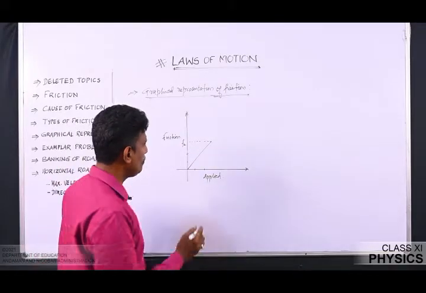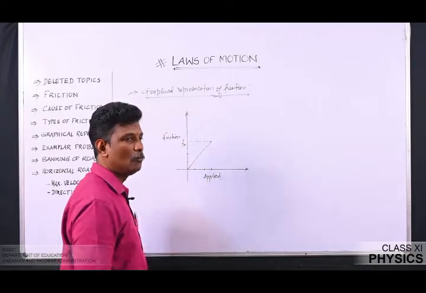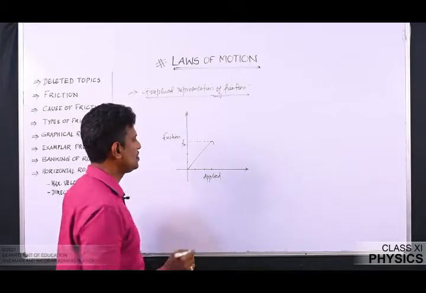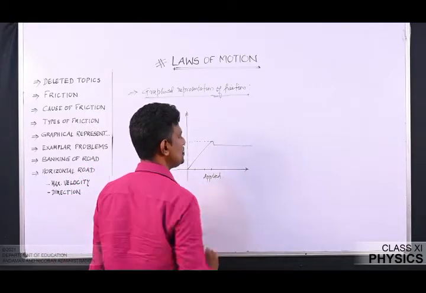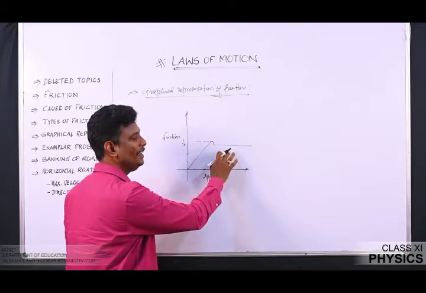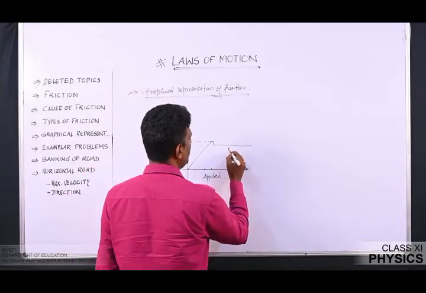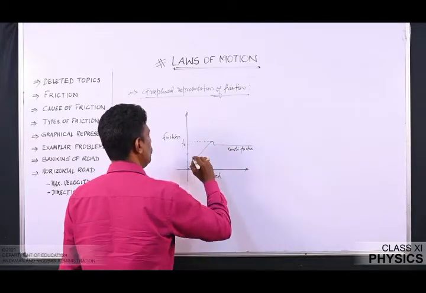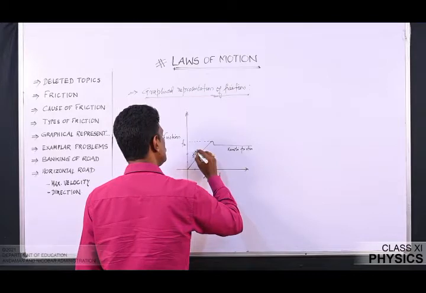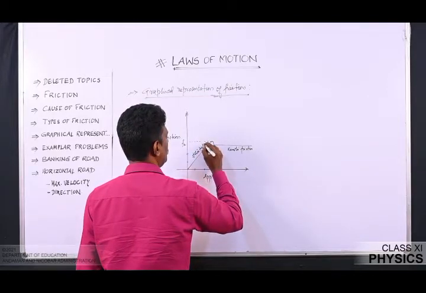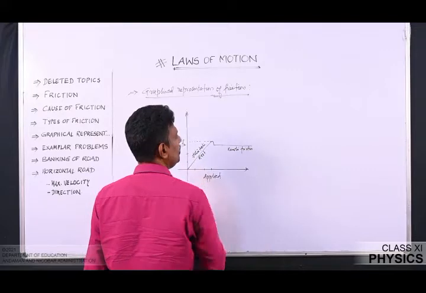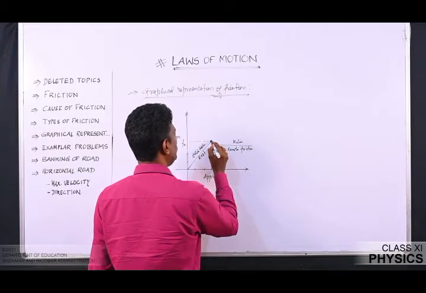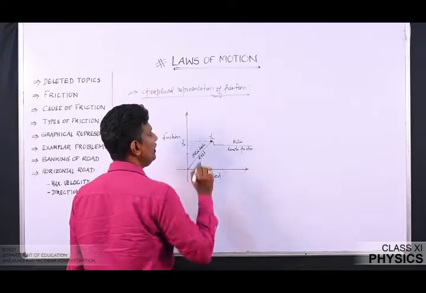After that still applied force exceeds, then what happens? Suddenly the limiting force will come down and start in motion like this straight, because kinetic friction is constant. So, this is the kinetic friction. The body is static, that is a static friction. The body is at rest, the body is in motion here. This is the point, that is limiting friction point.